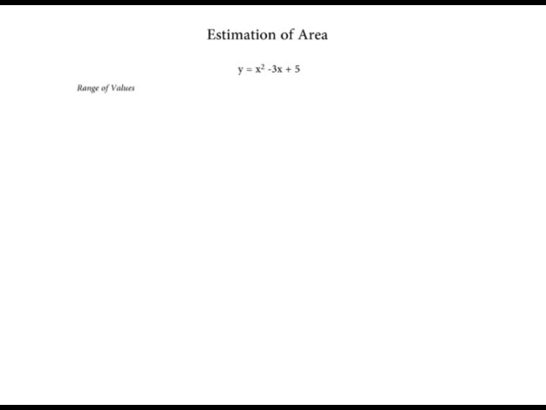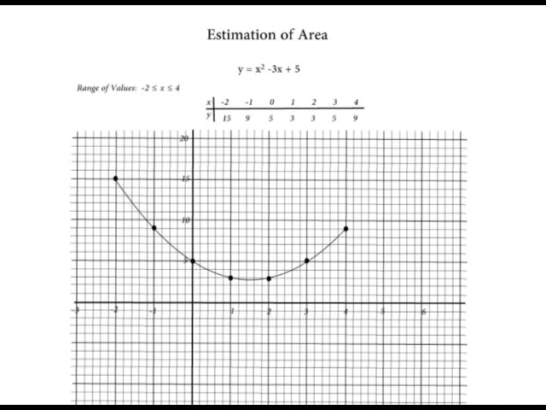So to be able to plot this graph, we need a range. For example, we plot the values of x from negative 2 to positive 4. We say the range is negative 2 less than or equal to x less than or equal to 4. Now we can form a table of values for x and calculate the corresponding values of y. From here, we plot the graph.